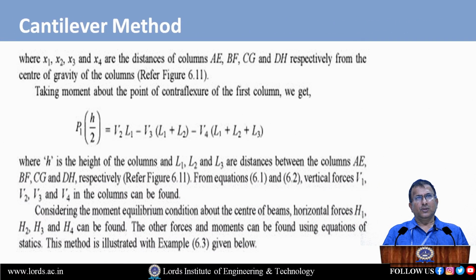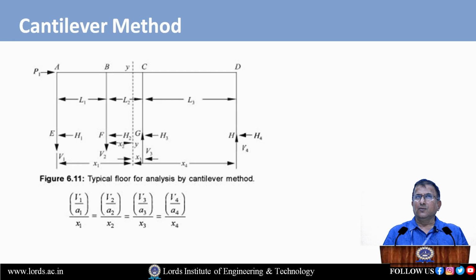Now, how can we find the values of the forces acting on the columns? To find the values of the forces in the columns, we should apply the first assumption. What is the first assumption? The point of contraflexure will occur at the middle of all the members. So now take the point of contraflexure at the middle of the column of the top story. If you observe the figure, let P1 be the force acting at the joint A, that is on the top floor.